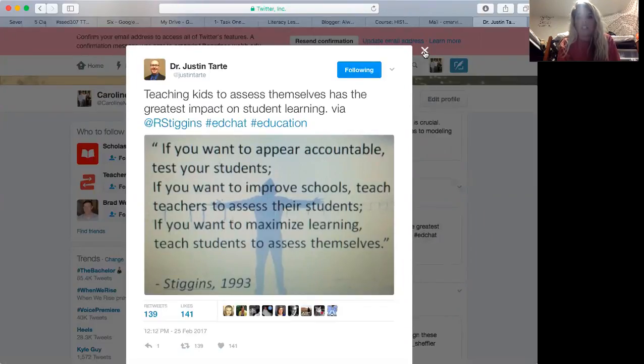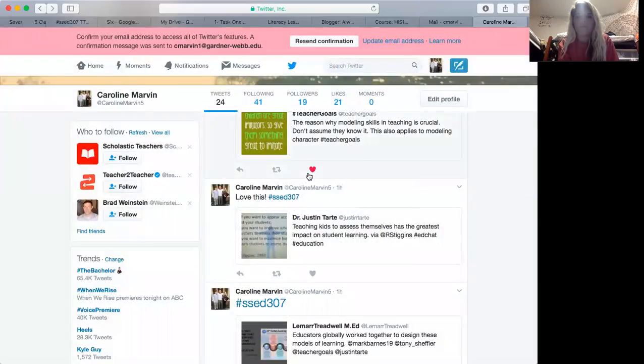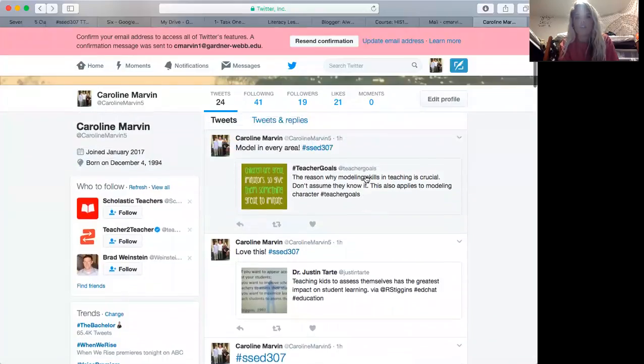We shouldn't only be assessing our students, we need to teach the students to assess themselves, which I thought was interesting and not something that we would always think about. But when students can assess themselves and give themselves feedback, that's taking learning to a whole other level. So that is something we should be striving to do in our classroom.